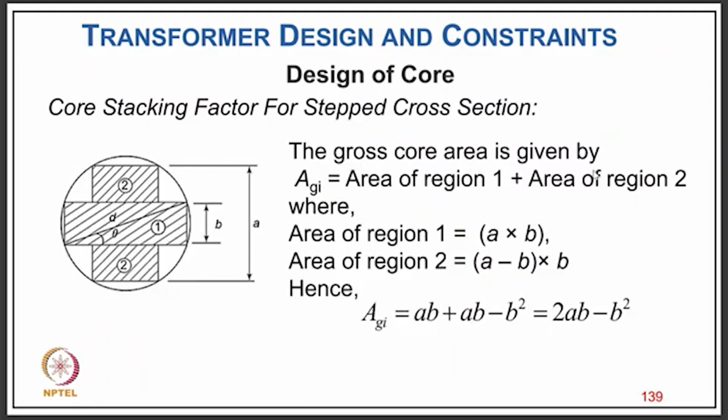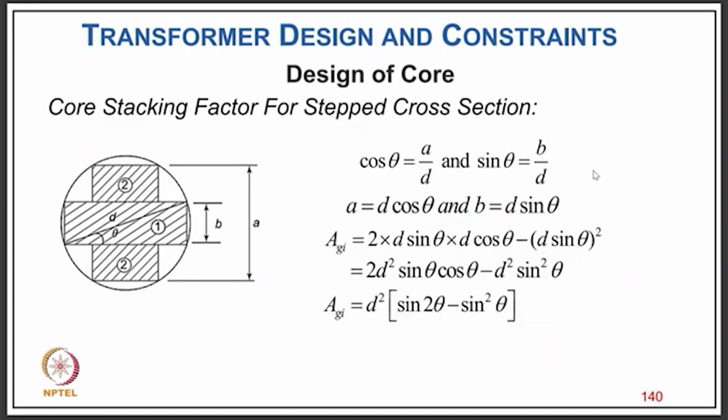Now the core stacking factor for step cross section area. Why we use a stepped cross section, this will give you an idea. We have a cross section area given by AG equal to area of region 1, as mentioned in the inner portion, plus area of region 2, where area of region 1 is A into B, and area of region 2 is A minus B into B. Hence AGI becomes AB plus AB minus B square, or it becomes 2AB minus B square.